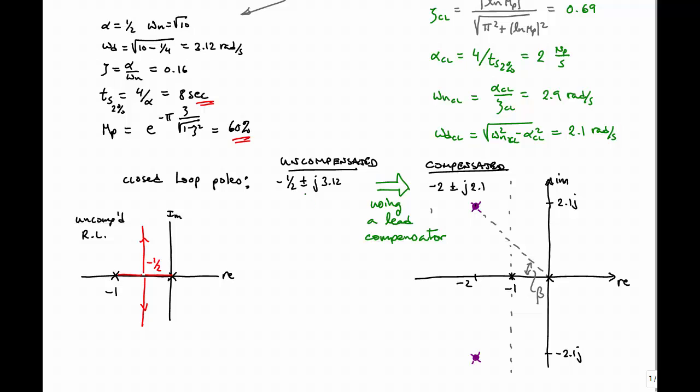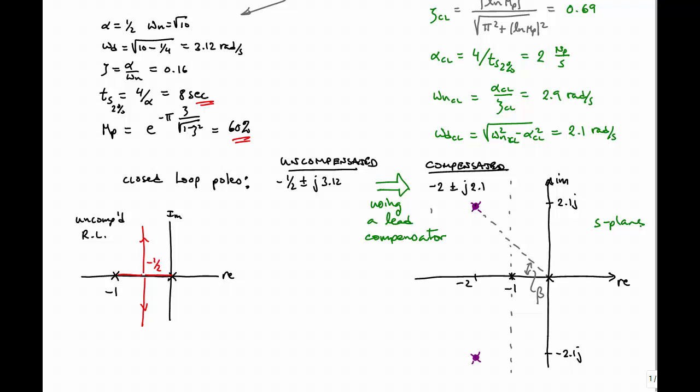Sorry, let me scroll down so you can see it. From -1/2 plus or minus j 3.2 to -2 plus or minus j 2.1. I have located on this S plane on the right the location of our desired closed loop poles, and notice I drew them a little bit differently than I would normally draw poles as X's on the S plane, because in this case these are not the location of open loop poles.